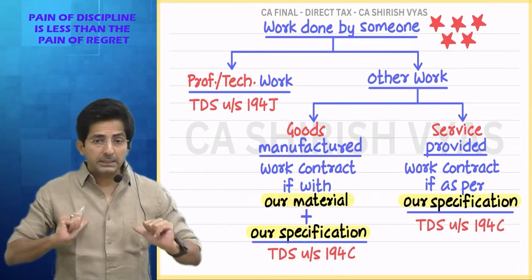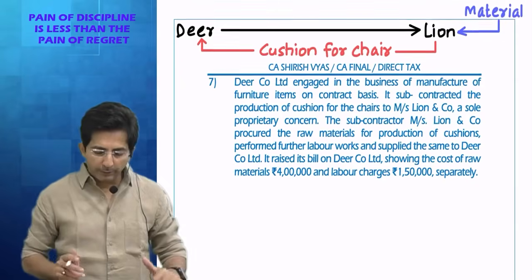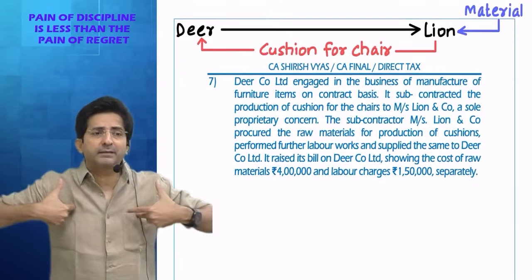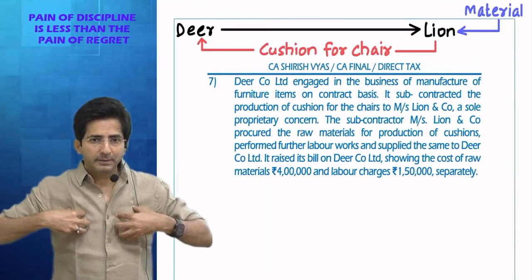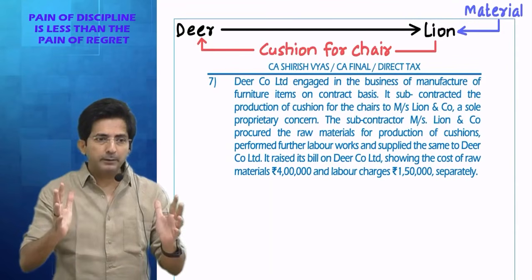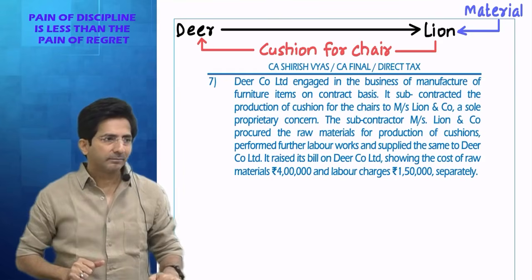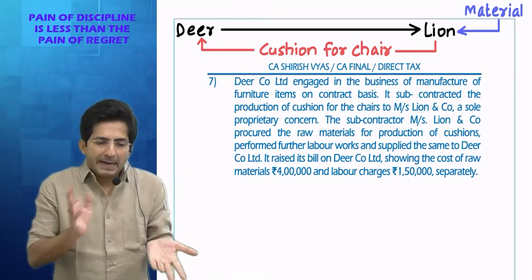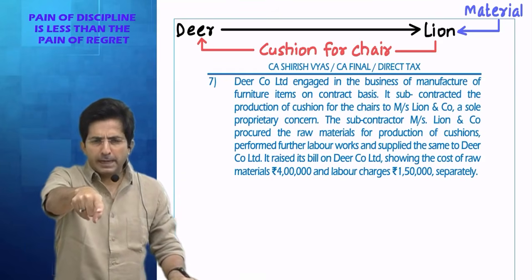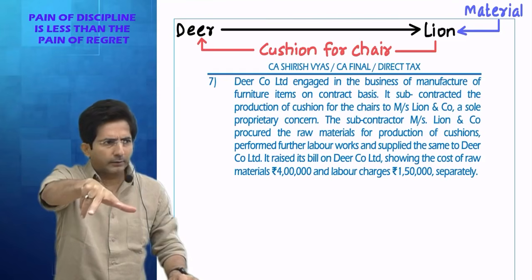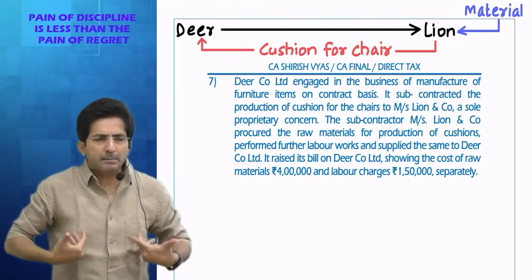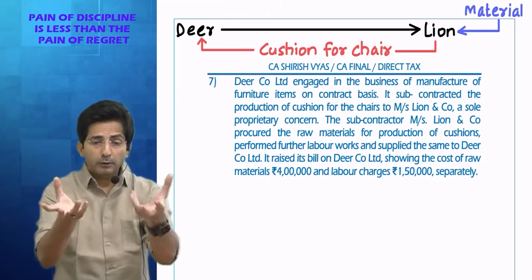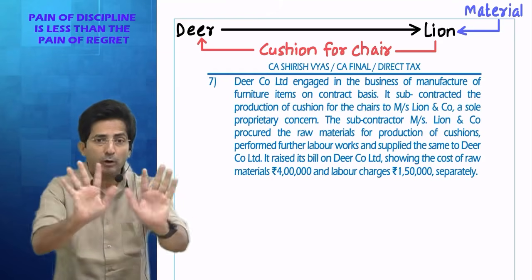See, specification is ours. Tell me, how do I know it is our specification? Because chairs I am manufacturing. I am Deere. Chair is manufactured by me, so I know the size of the chair, whether the chair is big or small. So it is implied that I will give a specification that I want cushion of this size or that size or whatever. Because mainly chairs are manufactured by me. So specification obviously I will give. But for the cushion, the raw material required, I have not given.